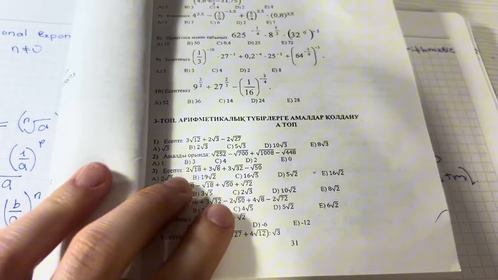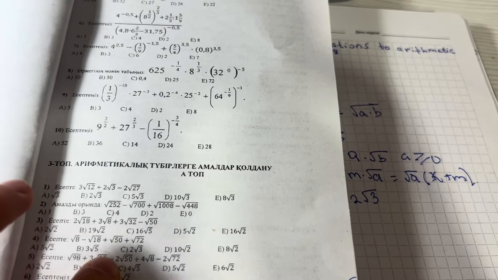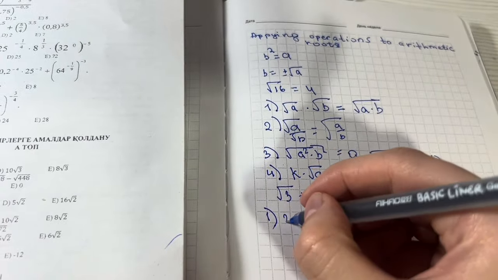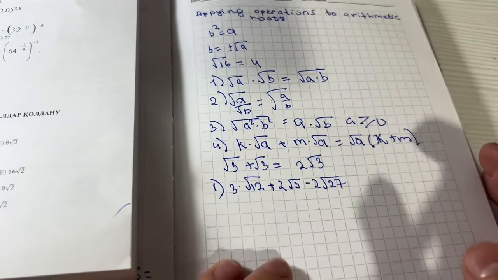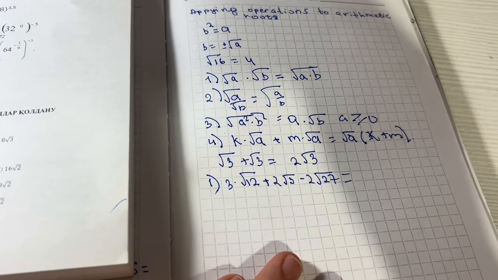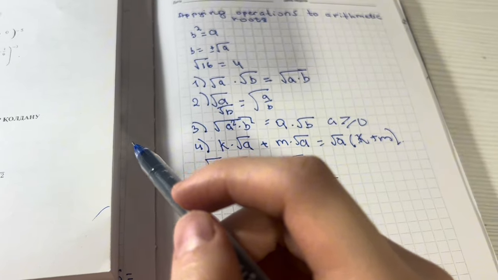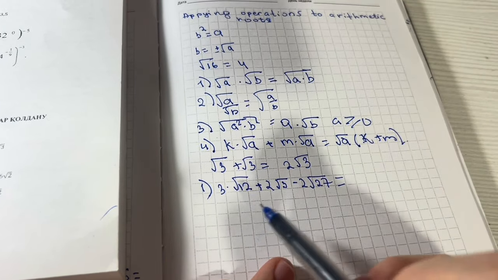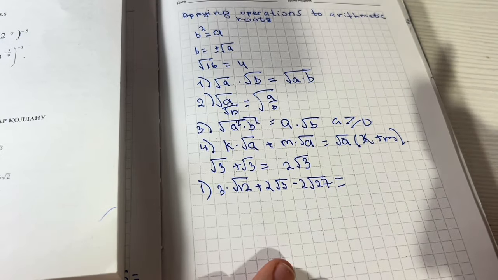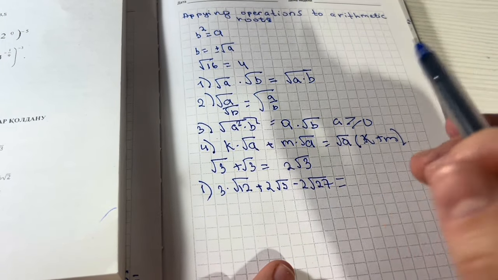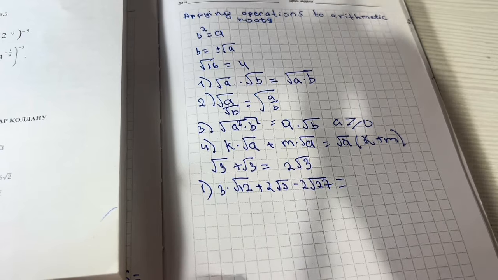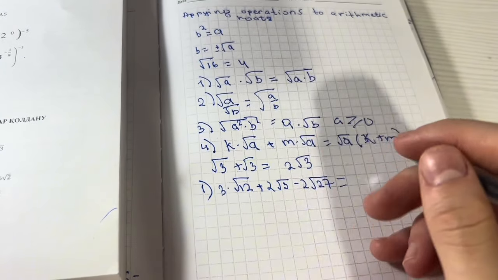That's our example. Let's see the first. This is our first example, but we have roots like 12 and 27 inside. They're not fully simplified yet. Let's simplify them, because they can be simplified by 3.